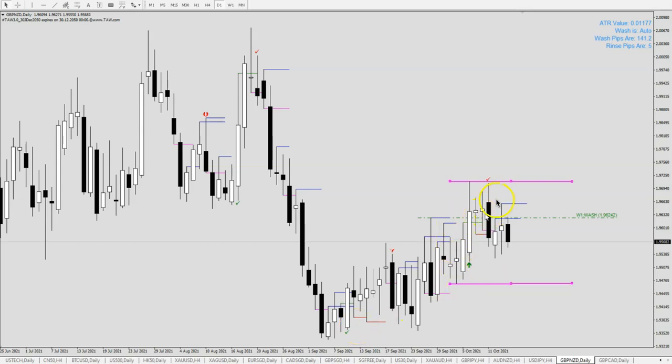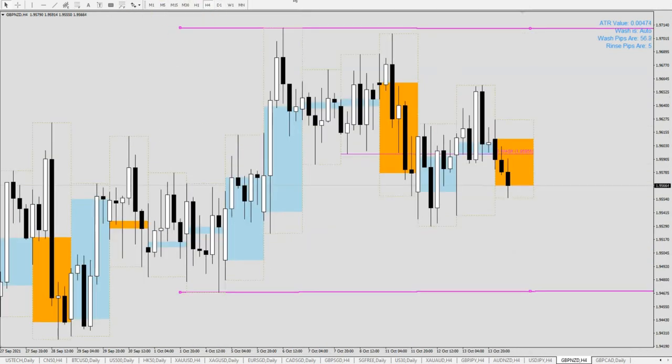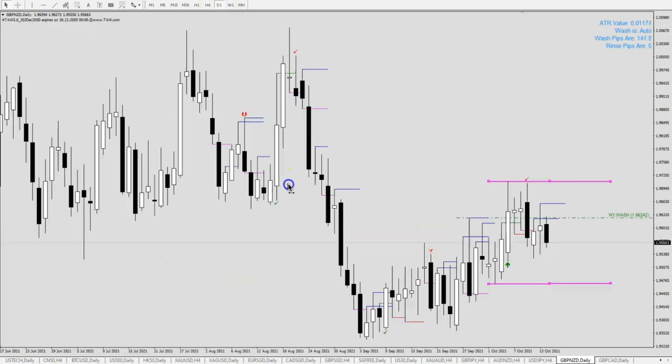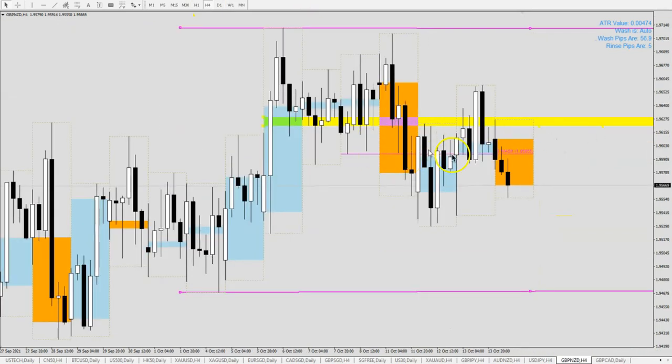So what's happening here is that in the day we had a sell signal. There was a close above it and it came back down. So there was this wash and rinse, and price has been retracing to the resistance with the weak wash here. Now let me go into the H4. Just before that, I'm going to mark this weak wash here, this green line with this yellow highlight.